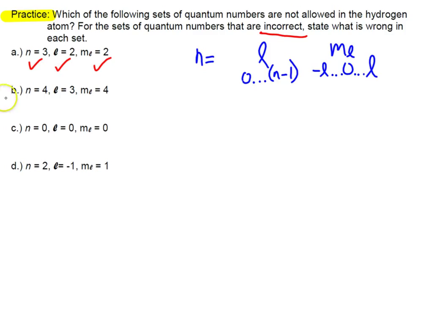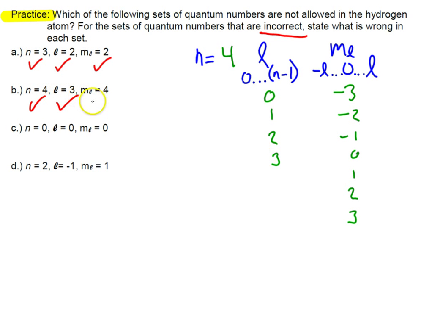The answer for B, you would have to solve for n equal to 4, which would give you a range of 0 to 3. And if you look at an l of 3, you would get a range for m sub l of -3 to +3. With these possibilities, n equal to 4 is valid. l equal to 3 is also valid. But there's no such m sub l of 4. So this is an invalid address because of the m sub l.